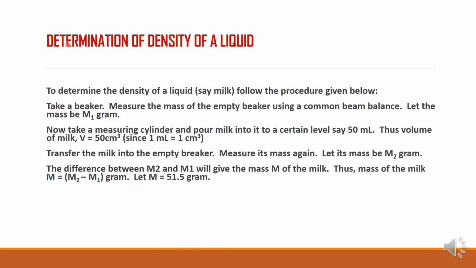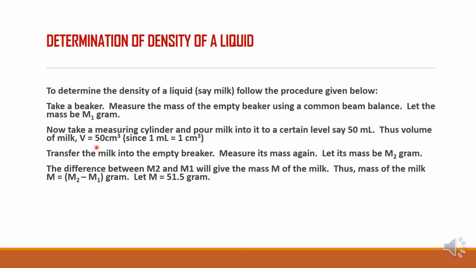Then determination of density of a liquid. If you want to measure the density of the liquid, we have to find the mass of the liquid. Now we cannot measure the liquid directly on a beam balance, isn't it? So what we have to do, first we have to take an empty beaker. Okay, suppose we put an empty beaker on the beam balance and it measures 50 gram. So we measure the empty beaker.